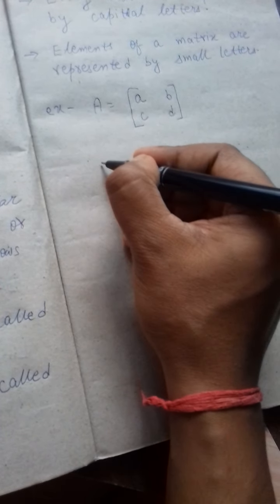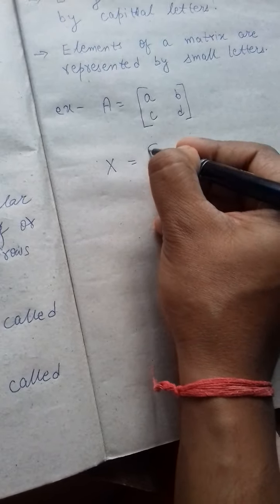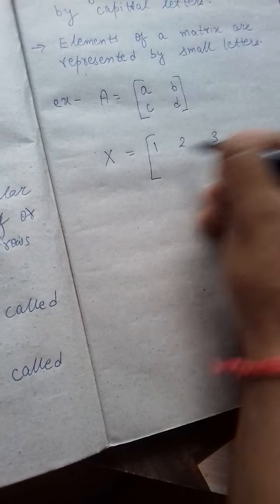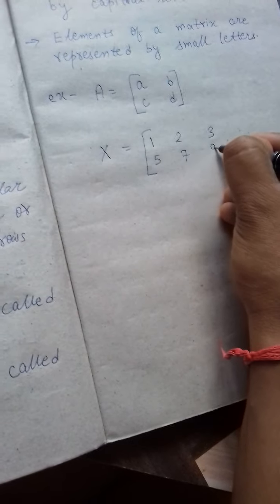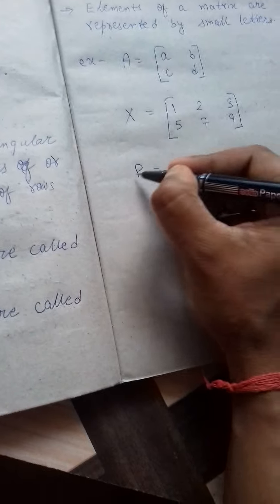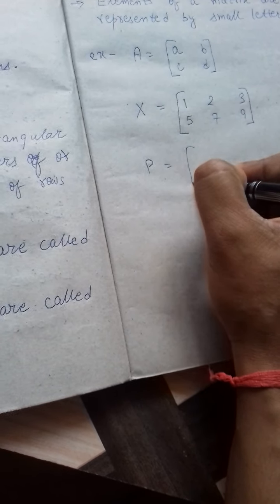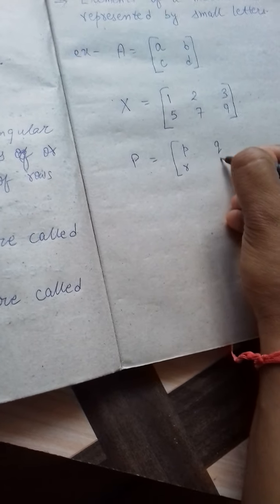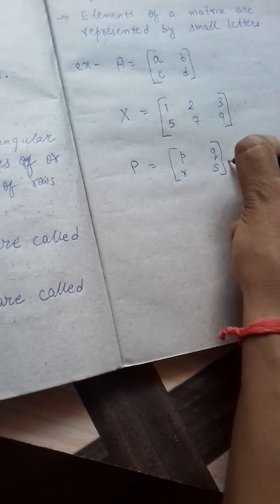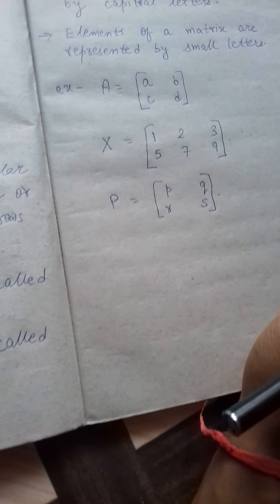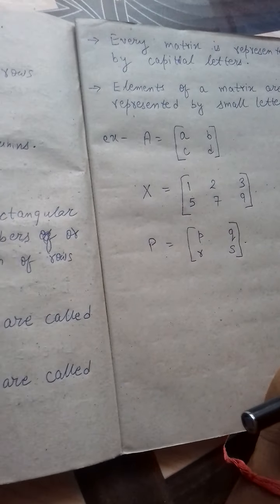One more example we will see. A matrix is denoted by capital letters and its elements will be denoted by small letters. Okay, now we have seen what a matrix is, how it is represented, and how its elements are represented.